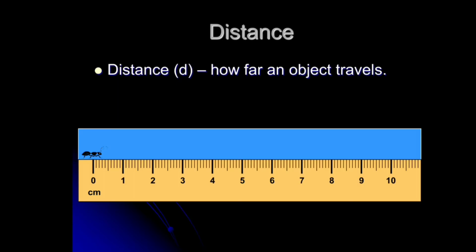Distance is nothing but how far an object travels. It is called distance. It does not depend on the direction.